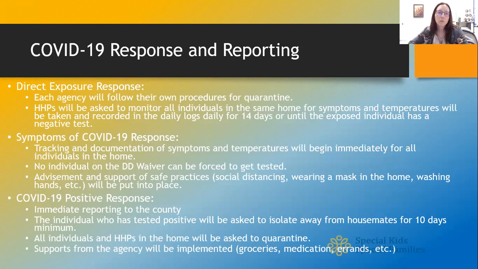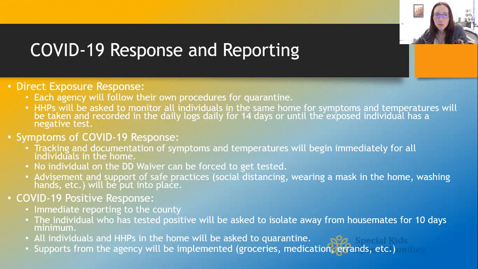So direct exposure response, each agency will follow their own procedures for quarantine. And this is also going to be program specific across special kids, special families. For residential and for host home providers, they will be asked to monitor all individuals in the same home for symptoms, and temperatures will be taken and recorded in the daily logs daily for 14 days or until the exposed individual has a negative test.